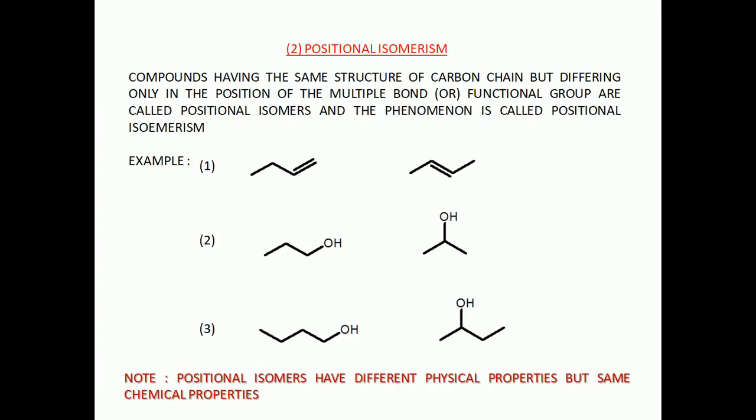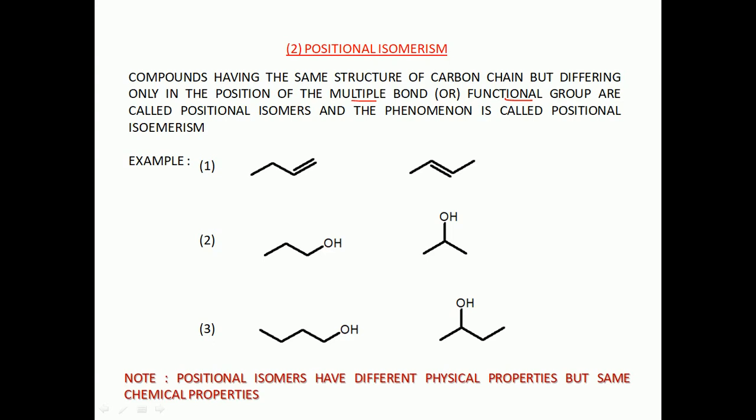Let us go to the next isomer, positional isomers. So what are positional isomers? Those compounds having the same structure of carbon chain but differing only in the position of the multiple bond, that is a double bond or a triple bond, or a functional group, are called positional isomers, and this phenomenon is called positional isomerism. So let us discuss this using some examples.